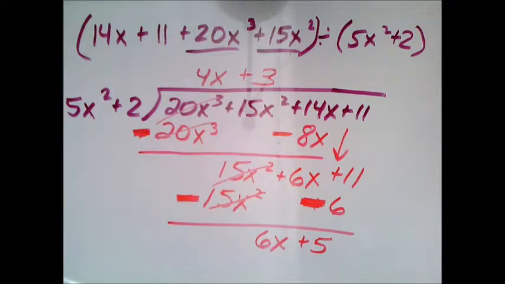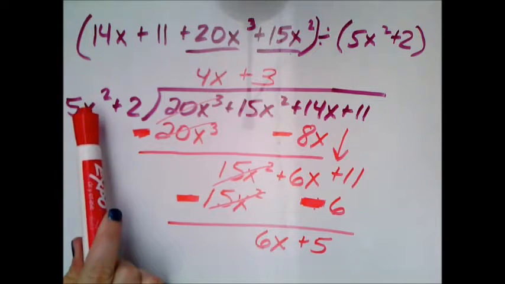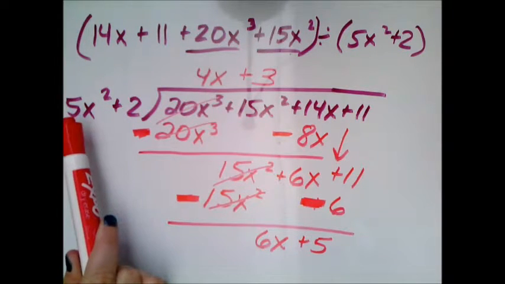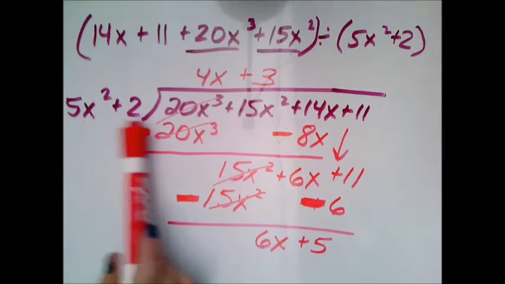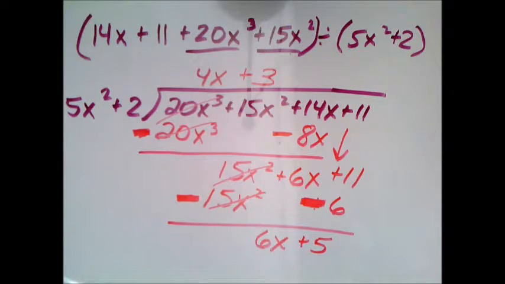Now you might be used to in a lot of these getting a number remainder, but the big thing about the remainder is it just has to be smaller in degree than what you were dividing by. So if you're dividing by something with a single x, then your remainder can only be a number. But here I'm dividing by something with an x squared, so my remainder can be 6x plus 5.